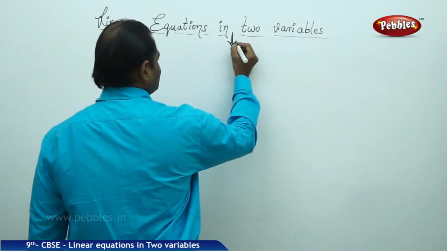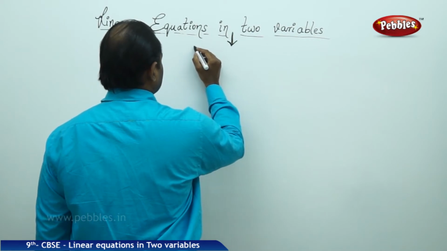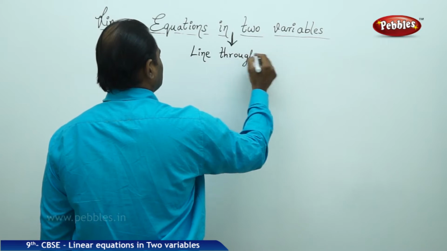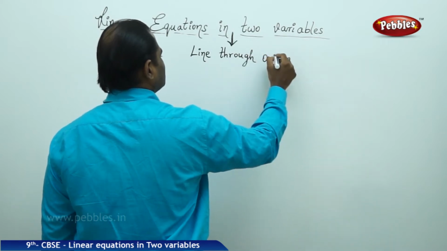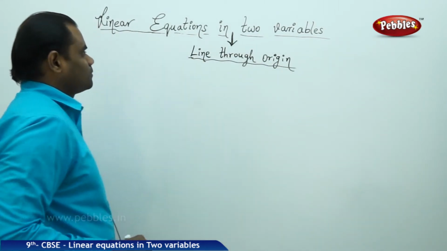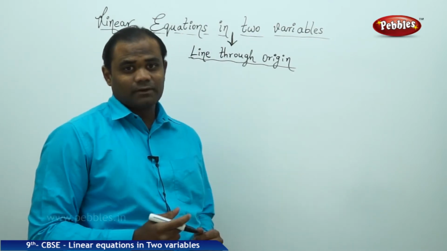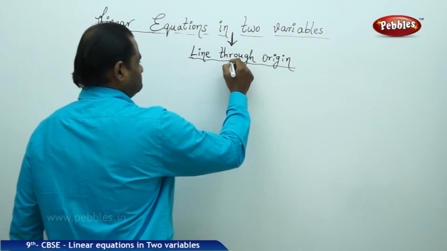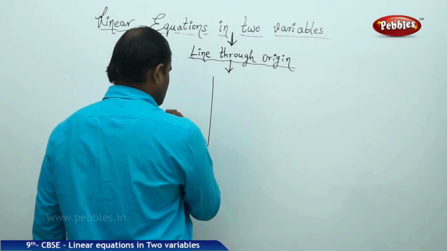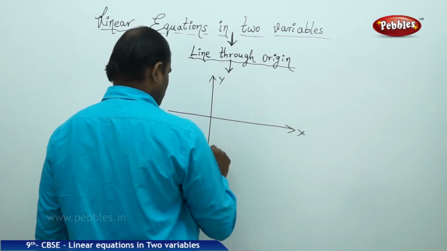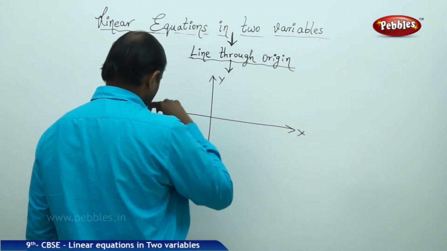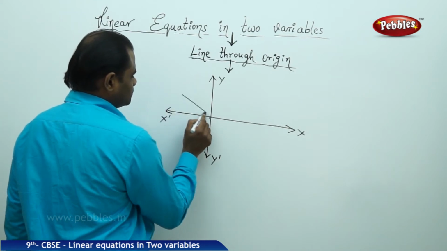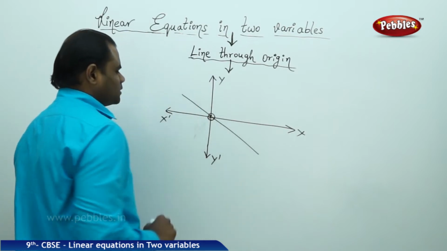So this first special case is line through origin. A straight line is said to pass through origin if it has its constant 0. So let's see in brief about a line through origin. For example, I have x-axis and y-axis. So I wanted to just identify a line which passes through origin. Passing through origin.